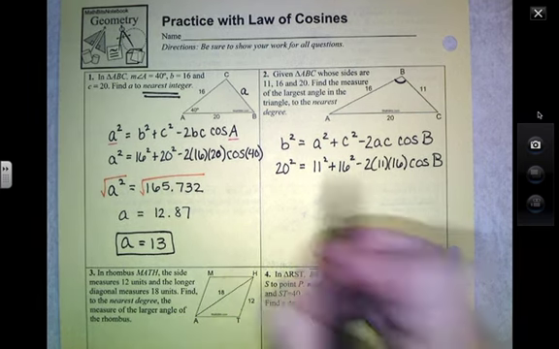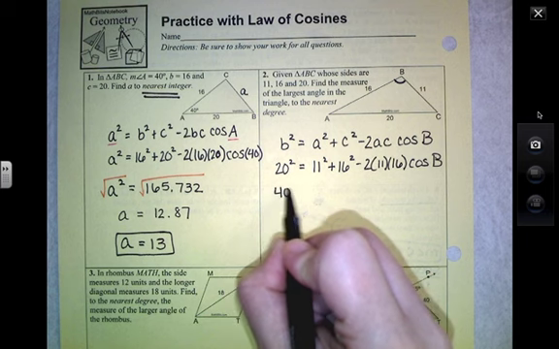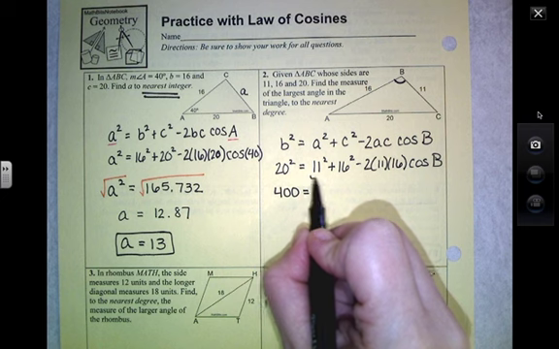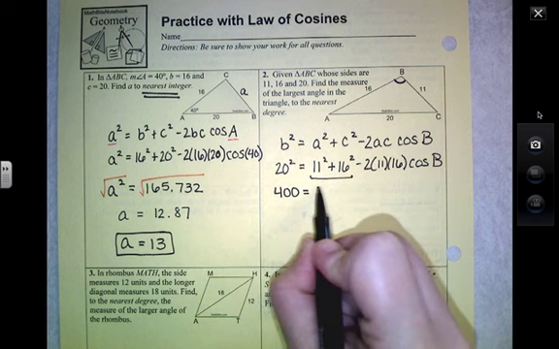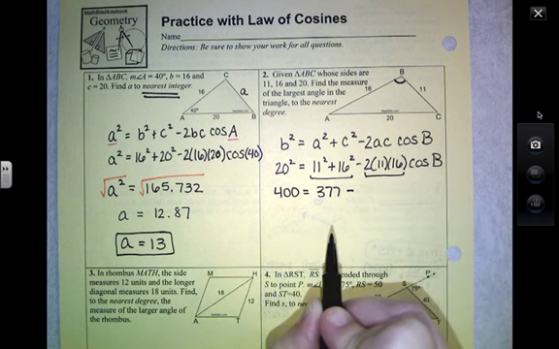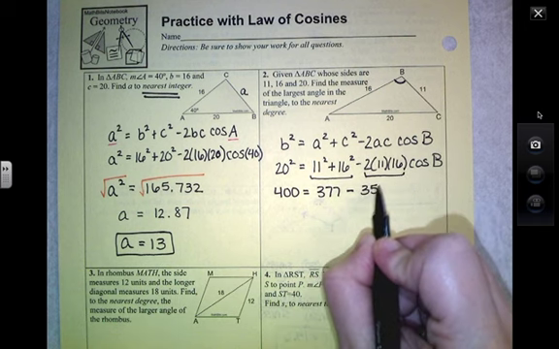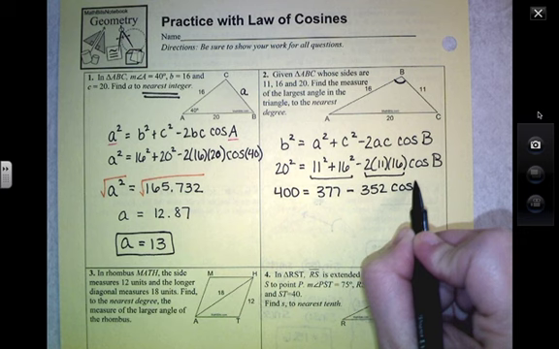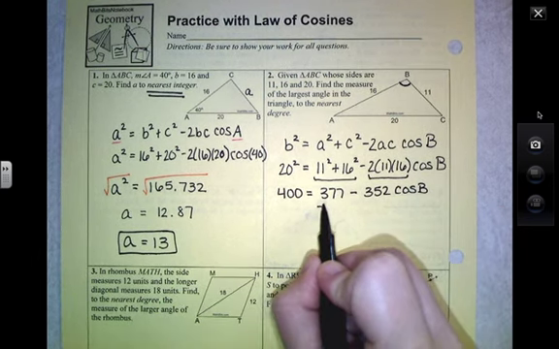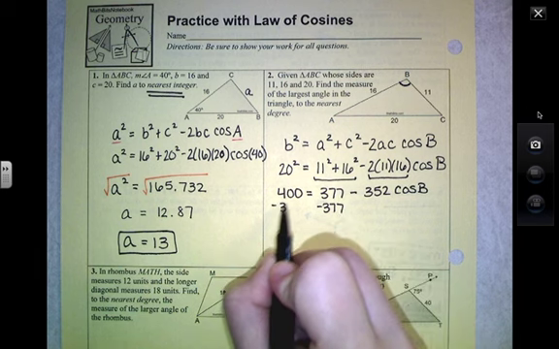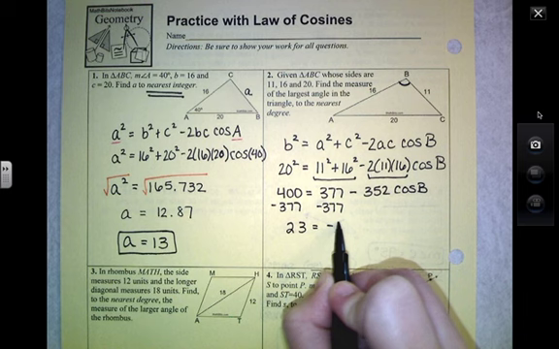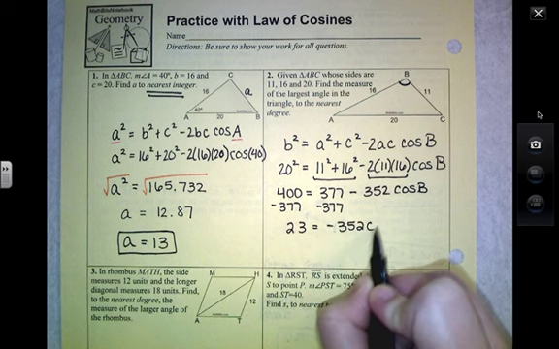This time it's a little bit more math to do to fill this out, but it's not too bad. 20 squared is 400. 11 squared plus 16 squared, I just went ahead and typed that in my calculator to get 377. And 2 times 11 times 16 I typed in my calculator to get 352. And so now we have essentially a 2-step equation. We're going to subtract 377 on both sides, which will give us 23 equals negative 352 cosine B.